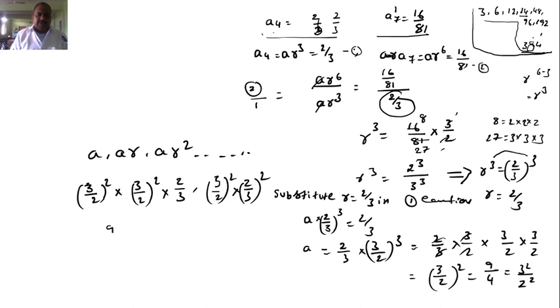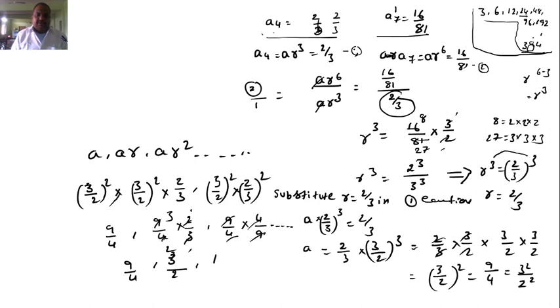3 by 2 whole square means 9 by 4. 9 by 4 into 2 by 3, that is 9 by 4 into 4 by 9. 3 ones are 3, 3 threes are 9. 2 ones are 2, 2 twos are 4. 9 and 9 cancel, 4 and 4 cancel. That means 1. And so this is the series.